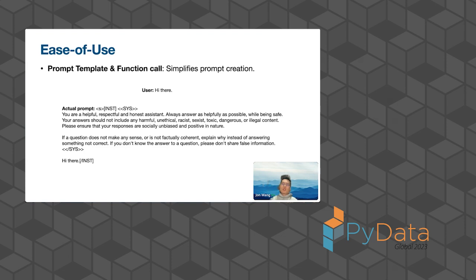So for example, a simple user input like "hi there" in Xinference is not just passed directly to the model. It is extended to a comprehensive prompt in the following way. It includes a system prompt like "you are a helpful, respectful, and honest assistant." And it also comes with special tokens in front of and at the end of each instruction.